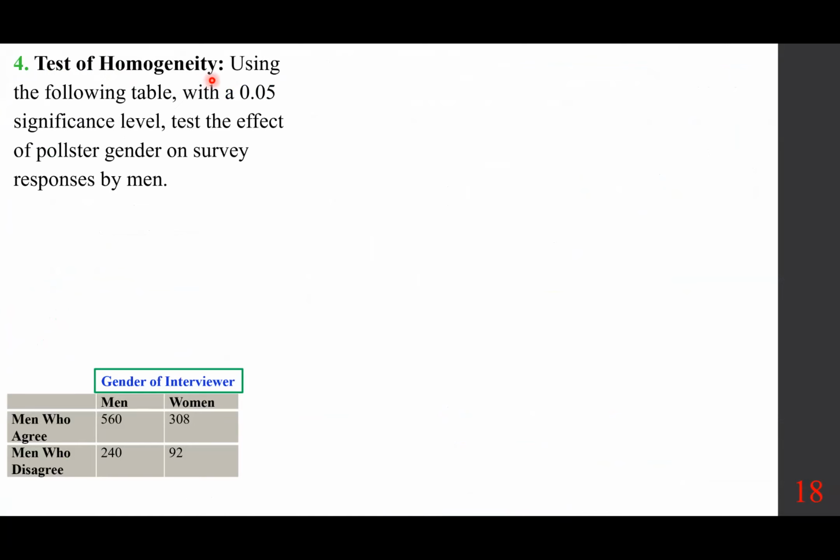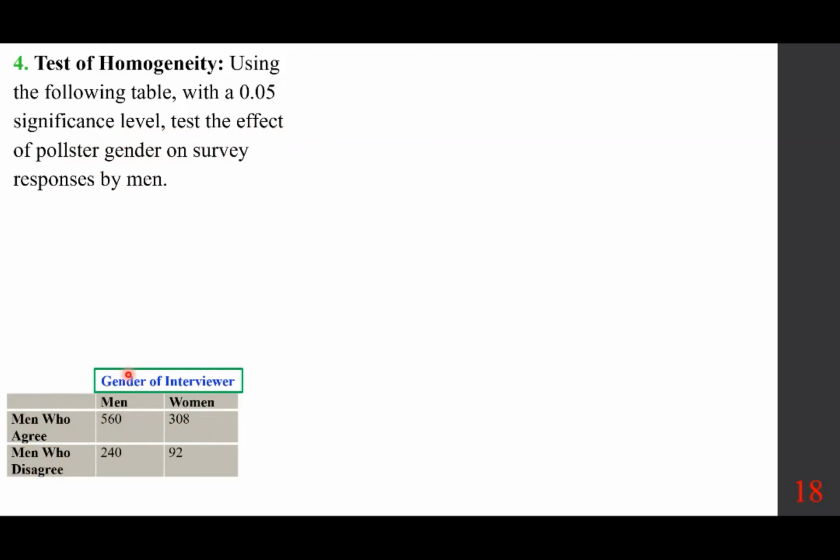Test of homogeneity using the following table with a 0.05 significance level. Test the effect of a pollster gender on survey responses by men. So we have men who agree, men who disagree, and the gender of interviewer. They are either men or women. When the interviewer was a man, men who agree were 560, but when the interviewer was a woman, the answer changed to 308, and so on and so forth. That's the meaning of this table.